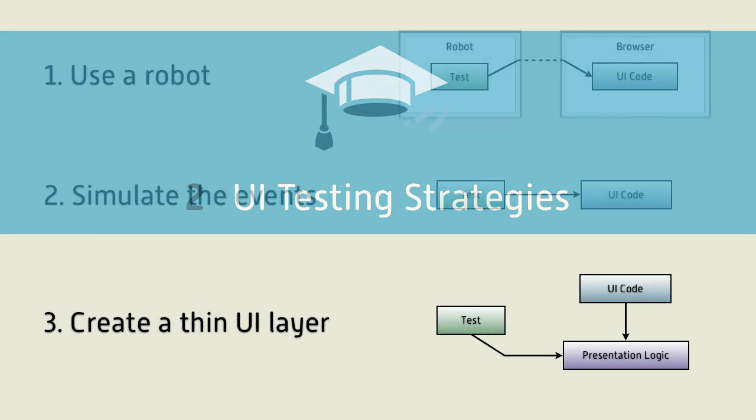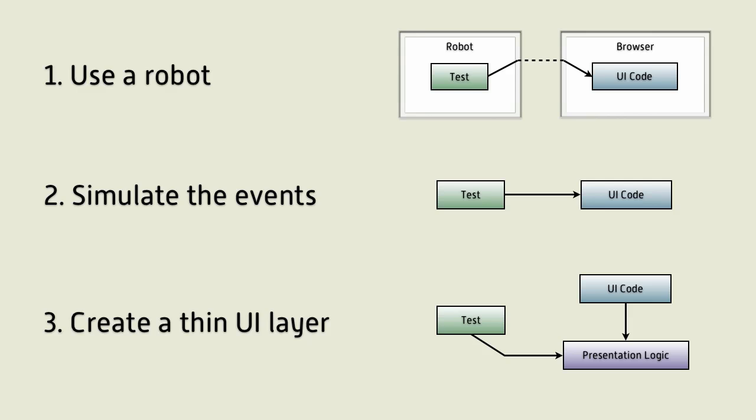Now let's look at the strategies for doing these tests. That's how you actually write the code to handle events, but how do you test it? Well, there are three different approaches. You can use a robot, you can simulate the events, or you can create a thin UI layer and bypass the events entirely. Let's look at them in turn.